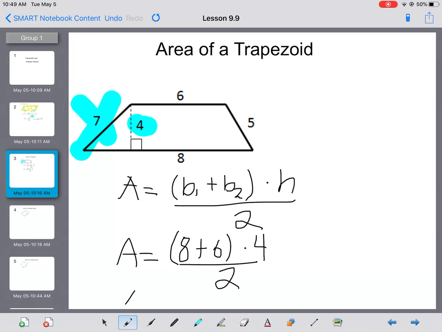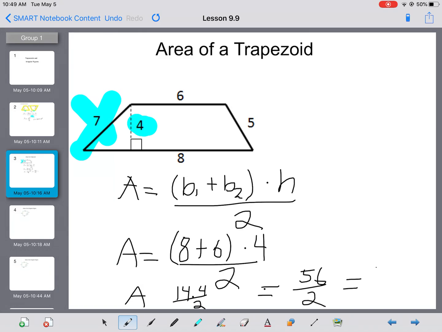So I get area equals 8 plus 6 is 14 times 4 divided by 2. I should be able to do 14 times 4 in my head because I think 10 times 4 is 40. 4 times 4 is 16. I get 56 divided by 2.